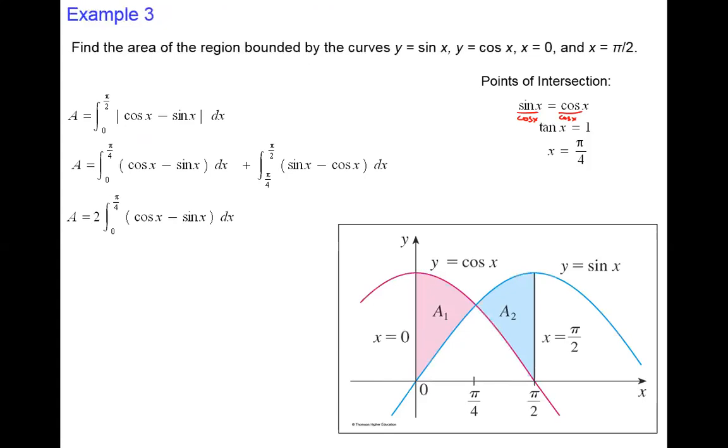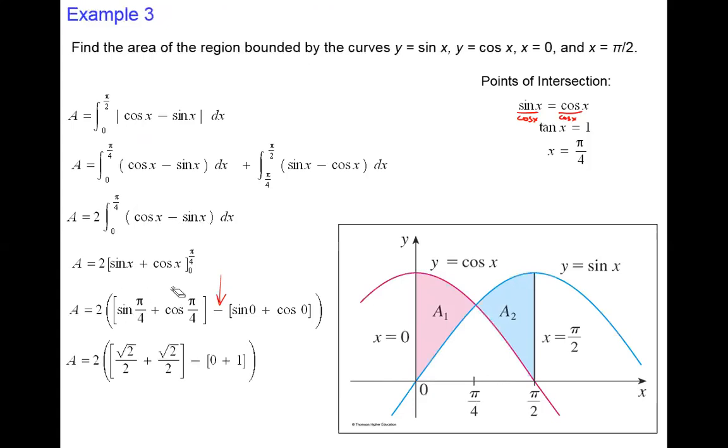Okay, and I think I did finish this integral. The integral of cosine is sine of x. The integral of sine of x is negative cosine, and I change the sign. Substituting the upper limit, substituting the lower limit, and of course, remember the fundamental theorem of calculus. Sine at 45 and cosine at 45 have the same value. Sine at 0 is 0, cosine at 0 is 1. Did I say 1?